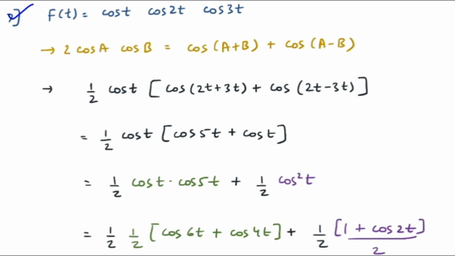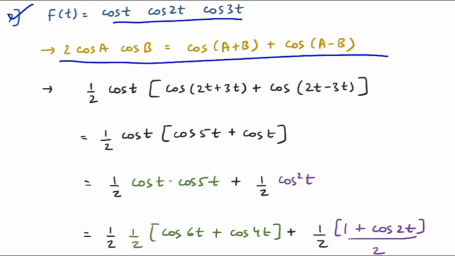Yes, you have studied the identity for 2 sin A into cos B, but here we have all the terms as cos. For that, this is the identity. 2 into cos A into cos B is equal to cos of A plus B plus cos of A minus B. Now you have to just choose this part as cos A cos B, or choose this part as cos A cos B. You can do it anyway. I will choose this part as my cos A and cos B. So the value of A here is 2t and value of B here is 3t.